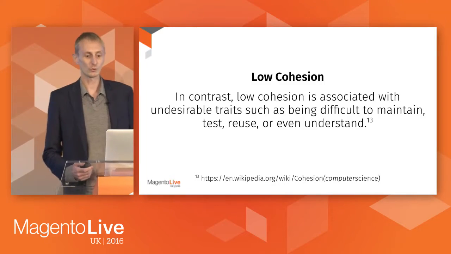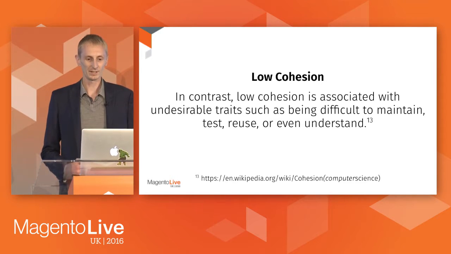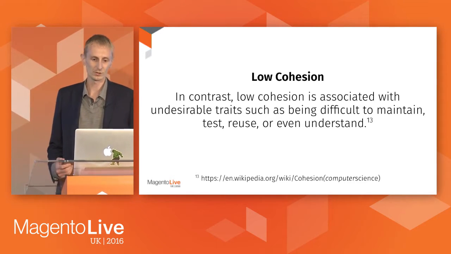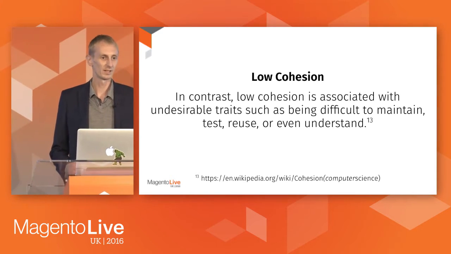Whereas in contrast, low cohesion is where it's quite difficult to understand. It's got very undesirable traits, such as being hard to test, hard to reuse, and really hard to understand. So some of the classes in the original Zend 1 framework really have got low cohesion. The Magento class is really difficult to actually understand. We probably wouldn't want to test it. We probably wouldn't want to go anywhere near it. So that's what we talk about when we say a class has got low cohesion.